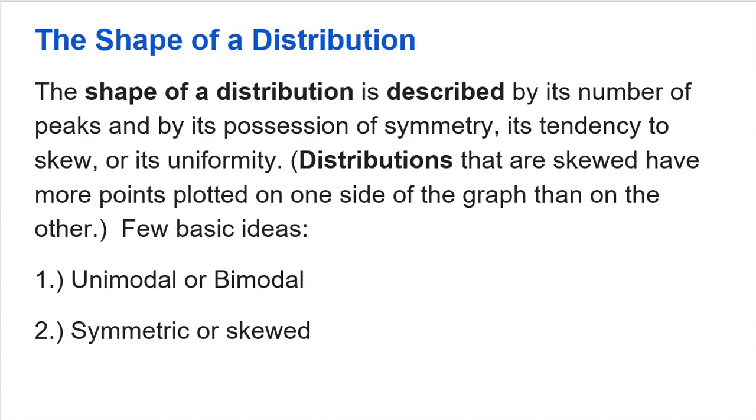Now, when you're analyzing the shape of a distribution, there's kind of two things you want to look at. Is it unimodal or bimodal, which we'll get to, or is it symmetric and skewed? So you can usually talk about, hey, it's unimodal, symmetric, unimodal, skewed, bimodal, symmetric, right? You can kind of combine these things together. But again, you can't be unimodal and bimodal. It can't be symmetric and skewed. In those cases, it's one or the other.